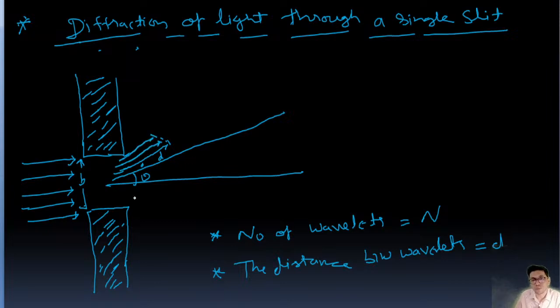Okay, these are the wavelets. There are n number of wavelets, and the distance between the wavelets is d. I'll show you here like this. This is one wavelet, and this is one wavelet.